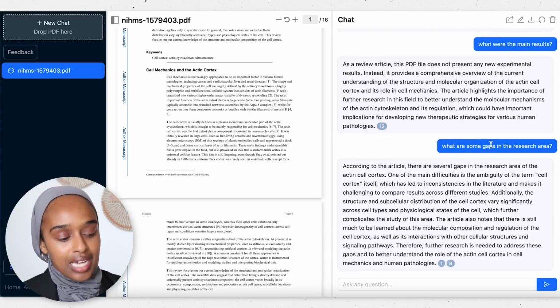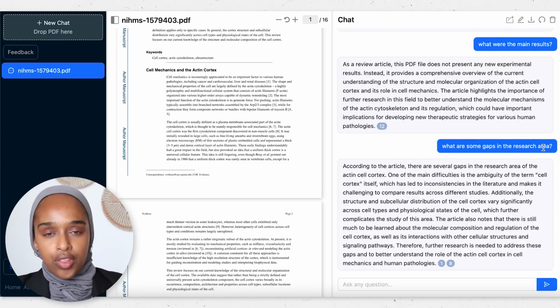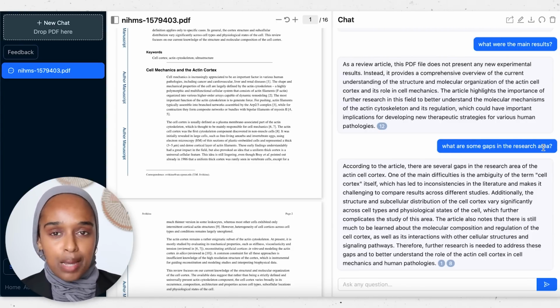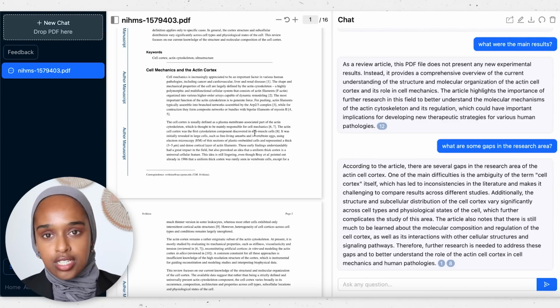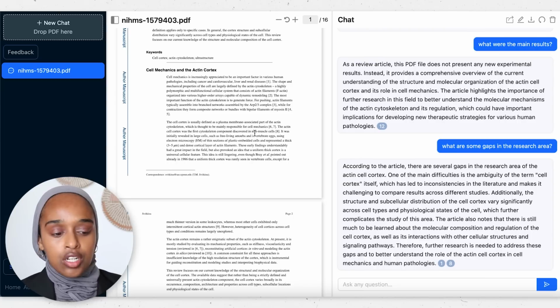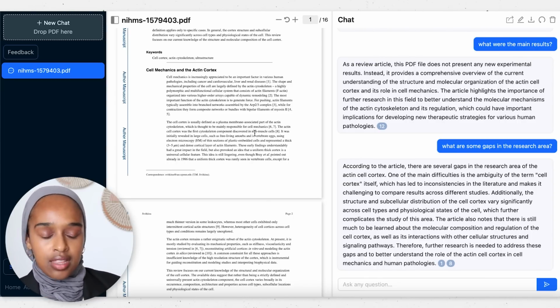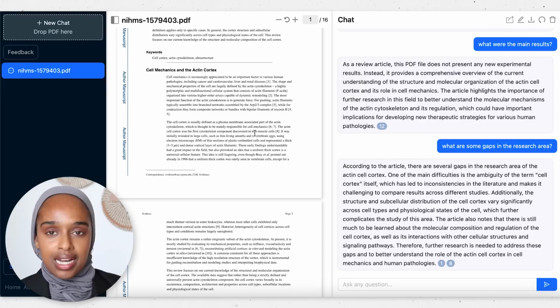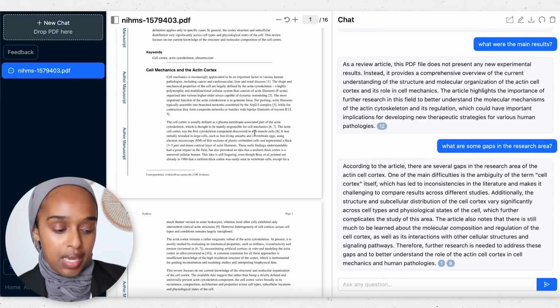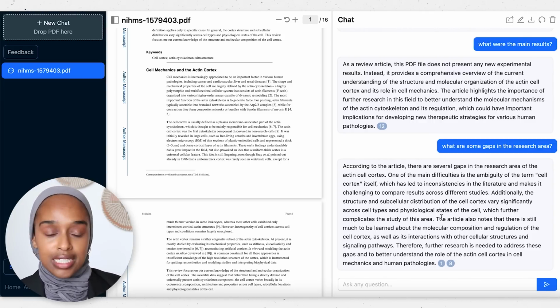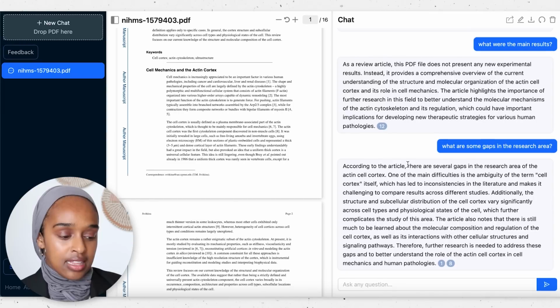And then I said, what are some gaps in this research area? One of the questions that I get a lot is, how can I find a gap in literature? I thought a review paper would be a really good place where it would normally state, although we know this information, little is known about this and that. So I thought it'd be able to pick out those keywords from this paper, and actually it was able to do that really well. As you can see, it says there are several gaps in the research area.